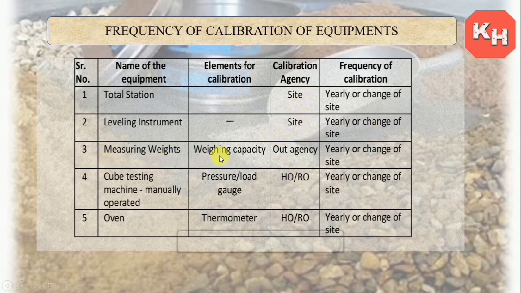For measuring weights, the element of calibration is weighing capacity, which we have to check. It is done by an outside agency, with frequency yearly or change of site. For cube testing machine, manually operated, pressure or load gauge should be checked. It is done by head office, regional office, or our own companies, yearly or change of site. For oven, thermometer is checked. It is by HRO, yearly or change of site.